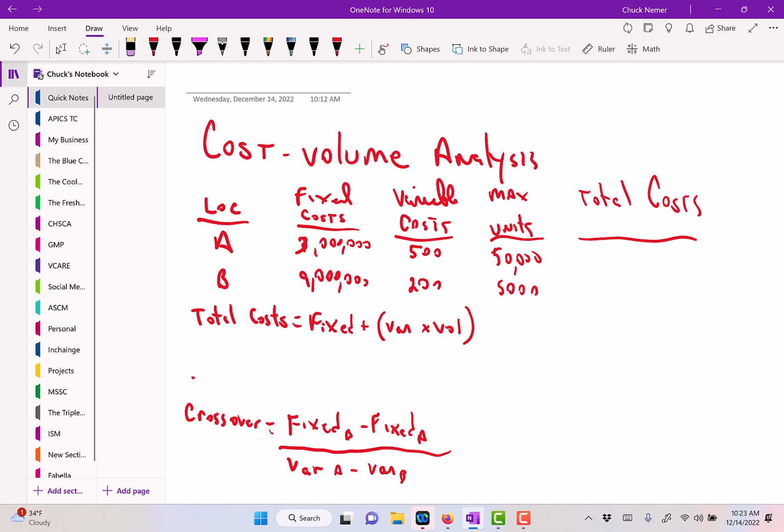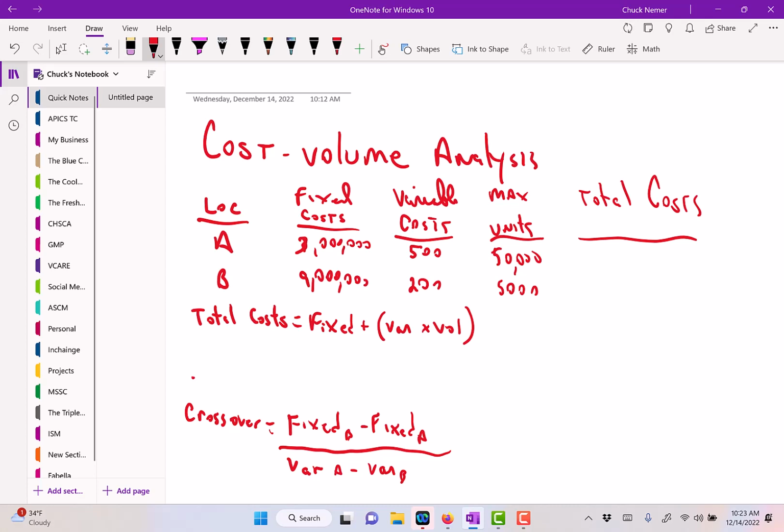And so we get this question all the time of, when should I ship from A up to what point and then cross over and start shipping from B? So what's that crossover point so I can ship most effectively to the customer? Now, this is a very simplistic example here, but let's look at total cost first.